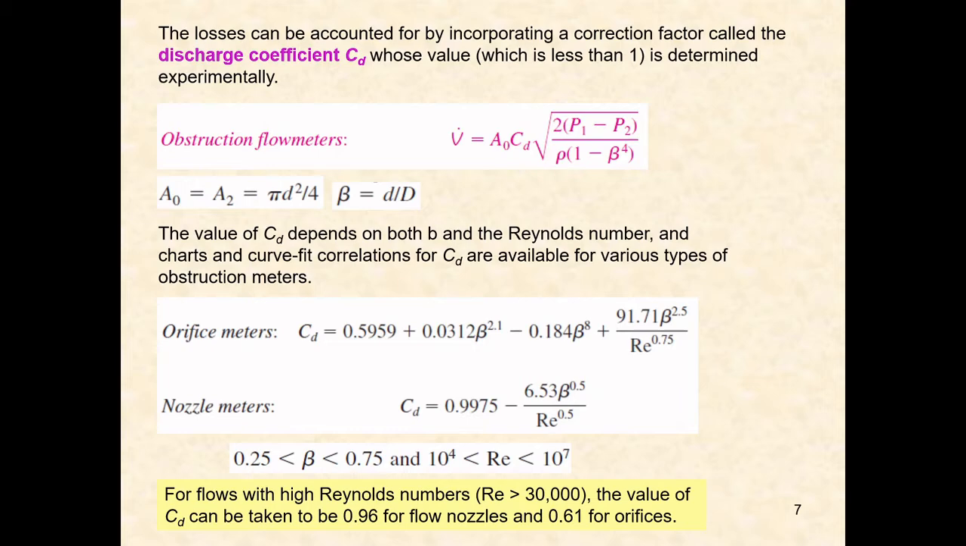This equation is only applicable when beta is between 0.25 and 0.75, and the Reynolds number must be between 10 to the power 4 and 10 to the power 7. For flow with a Reynolds number greater than 30,000, the value of CD can be taken as 0.96 for the flow nozzle and 0.61 for the orifice.